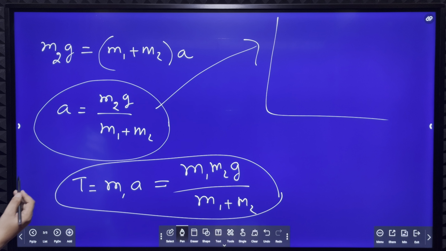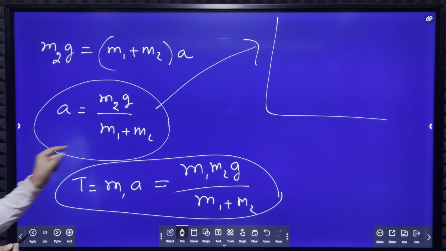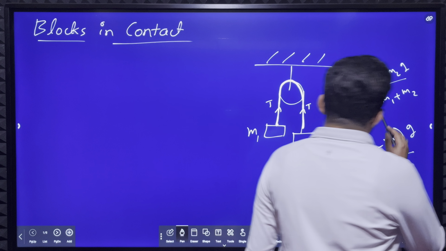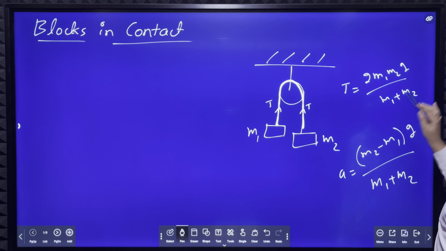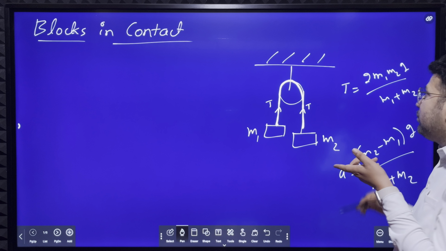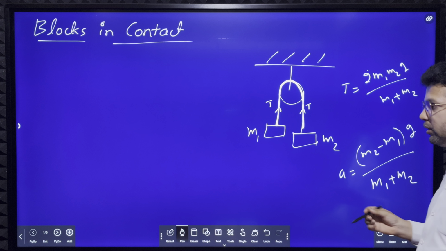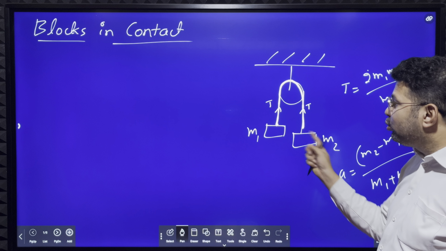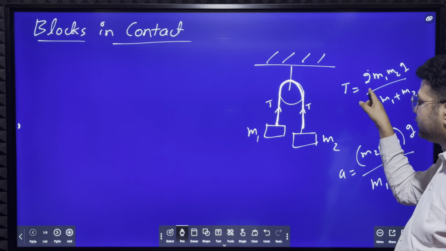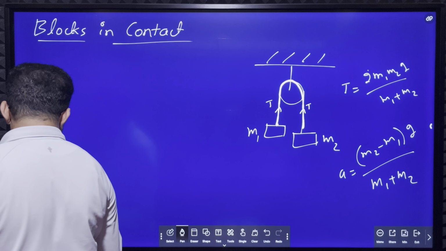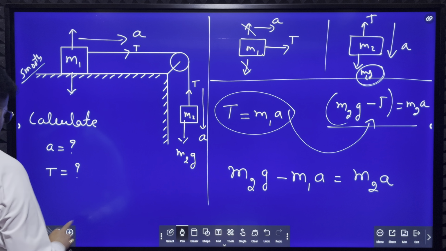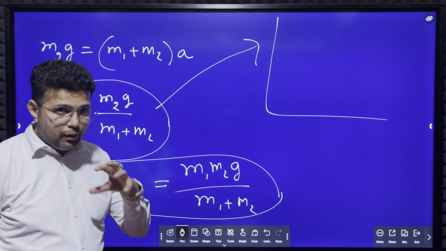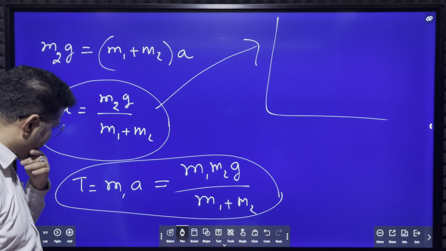Now we should understand the difference between this problem and the Atwood machine. In the Atwood machine, what is the equation for tension? 2 into m1 m2g divided by m1 plus m2. In the given problem, this 2 is not there, because the string is being pulled in only one direction. In the Atwood machine there are two masses, so that 2 comes. In the given problem, that 2 will not come, so it is m1 m2g divided by m1 plus m2. In this way, you can remember these equations for acceleration and tension.